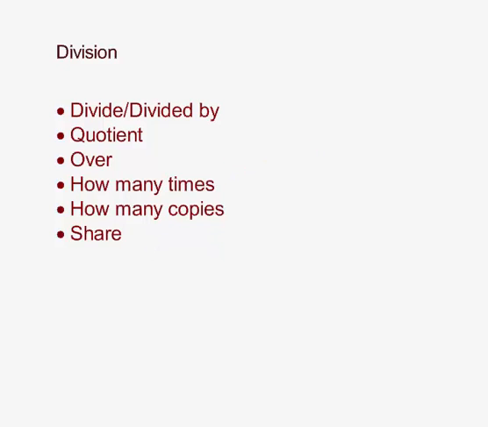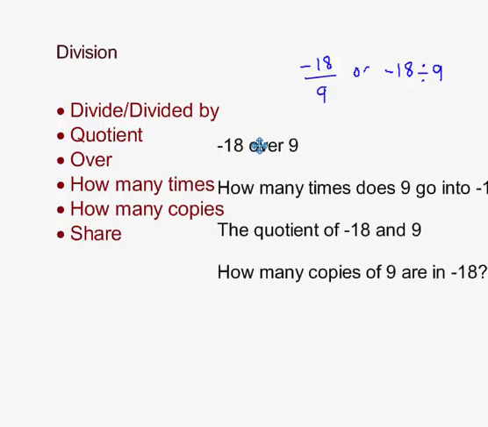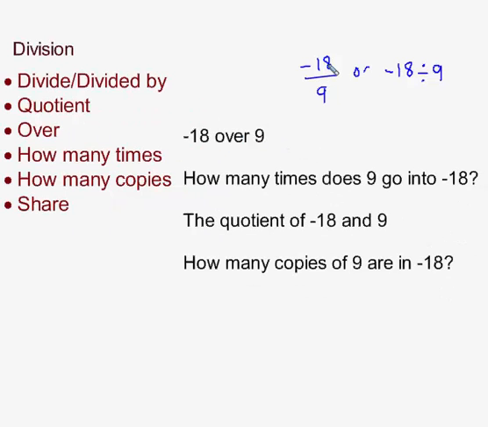Suppose I wanted to take negative 18 and divide by 9, which you would see written this way, or sometimes you see it written as negative 18 and then this division symbol and then 9. Either way, the following are equivalent ways of writing that. Sometimes, because the number negative 18 is literally on top of or over the number 9, we read this negative 18 divided by 9 as negative 18 over 9. Or sometimes we'd say, how many times does the number 9 go into negative 18? Or a fancier way to say it is here, the quotient of negative 18 and 9.